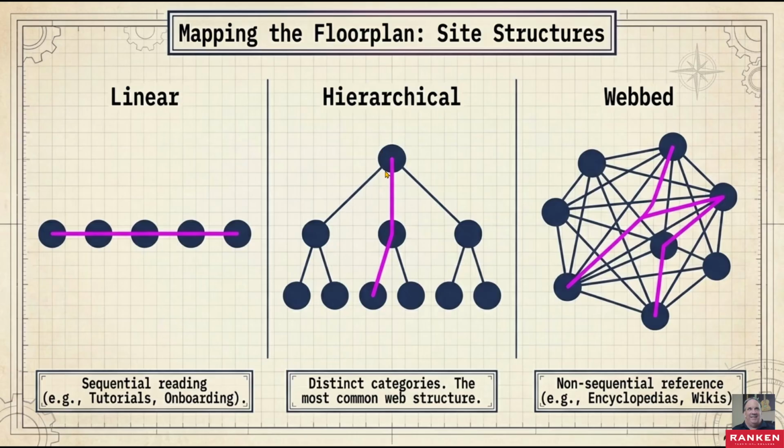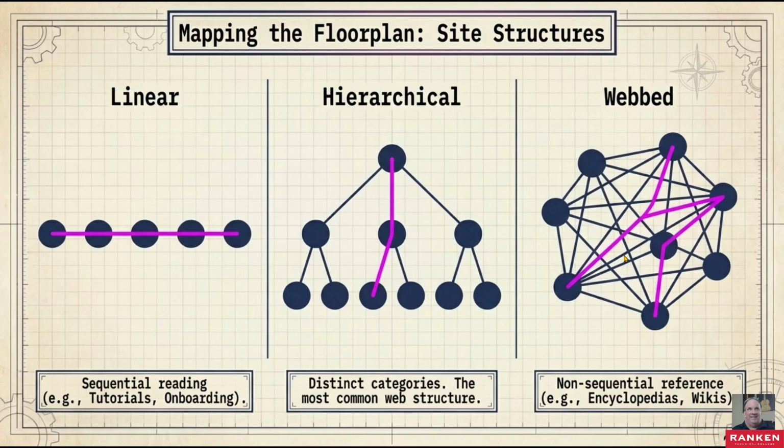Hierarchical, right? So this is kind of the most common. You can have your main page, and you have some different links on there for different parts within there. Usually there's some logical way to follow, but they're not all interconnected necessarily, right? And this is the most common.